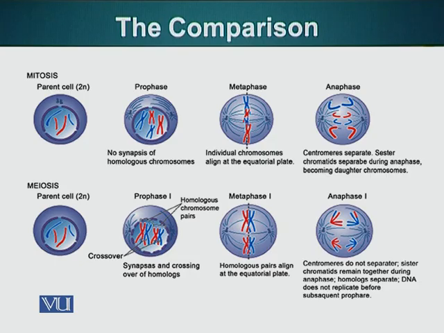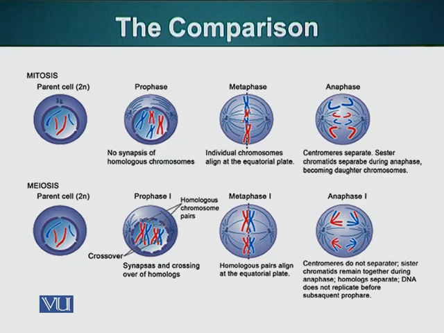Here I'm pointing out the synapsis, and these two homologous chromosomes sitting next to each other make up the tetrad. The whole structure is called the tetrad. In mitosis, in metaphase, the individual chromosomes line up at the metaphase plate. Here you can see the metaphase of mitosis.